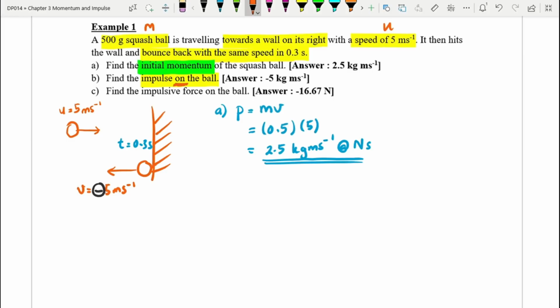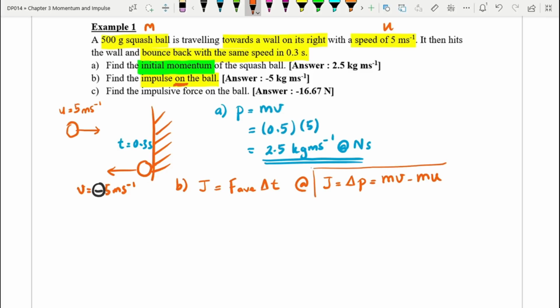Okay, so for the second part, B, we know impulse has two formulas: J equals F average times delta T, or J equals change in momentum, which is mv minus mu. So there are two formulas. Which formula are we going to use? We are going to use the second formula.